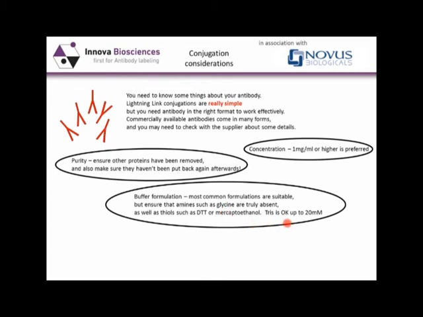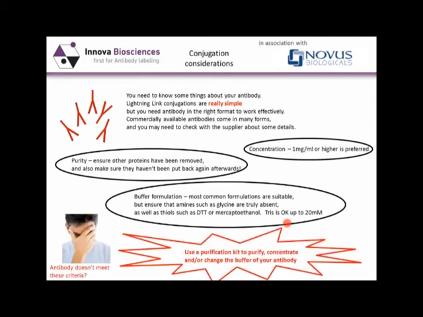Tris is actually okay in your buffers up to the level of around 20 millimolar. So if you have Tris in your buffers at low level, that's probably not going to be an issue. Quite often, commercial antibodies might not meet those criteria.